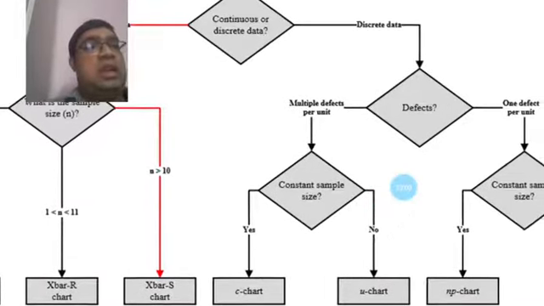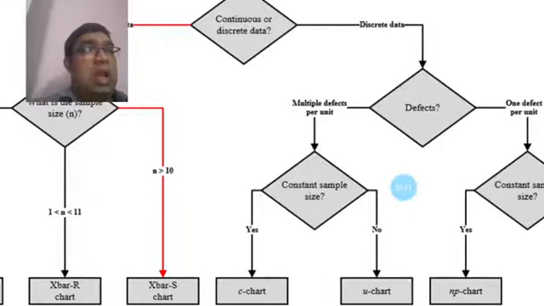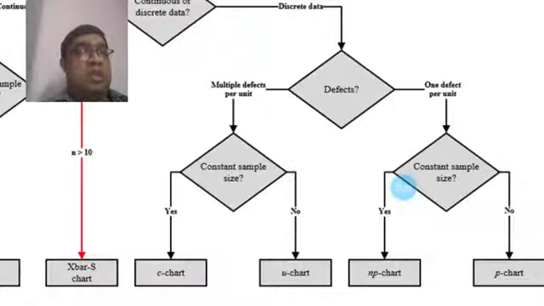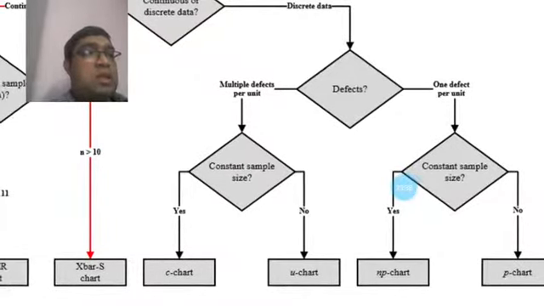For discrete data you have to count the defects, and the defects will come as multiple defects per unit or one defect per unit. This is very essential. You should always aim for zero defects, but you have to find which type of defects you have: one defect per unit or multiple defects per unit. Then you should always consider whether the sample size is constant.